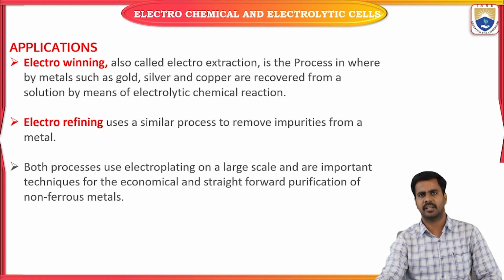You can see here what electrowinning is. Electrowinning is also called electroextraction. It is a process in which metals such as gold, silver and copper are recovered from a solution by means of an electrolytic chemical reaction. So during the electrolysis process, the extraction of gold, silver and copper is known as electrowinning.